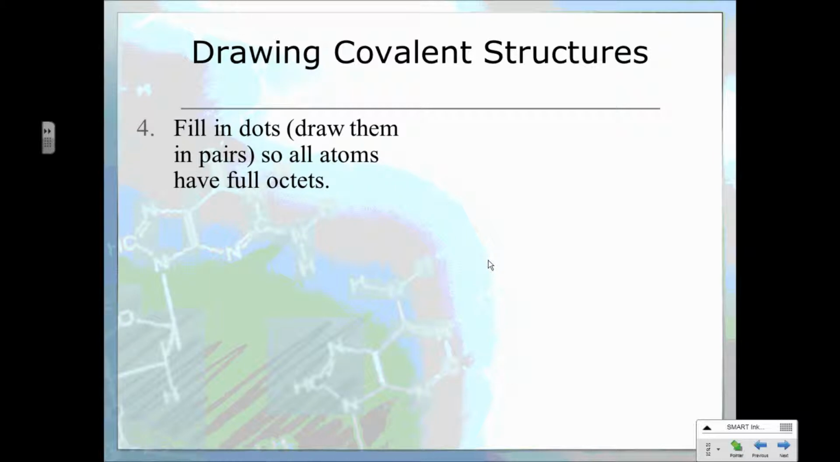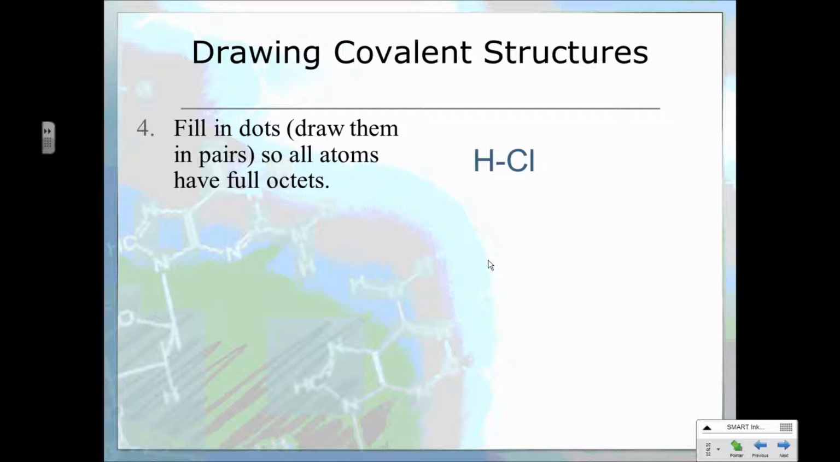Next, everything's supposed to have an octet. That's what we're doing, drawing octet structures, and they've got to have a full octet to be stable. So that's what we do next: we fill in dots so that all atoms have full octets. So if we had something like HCl, well, our hydrogen only needs 2, so getting a bond, it's done.